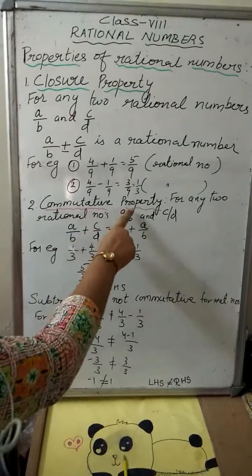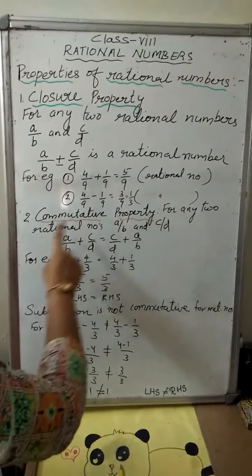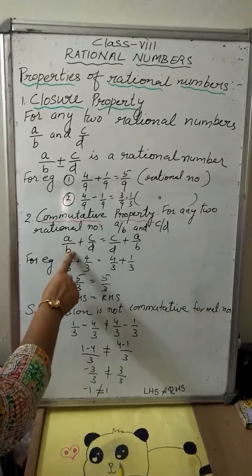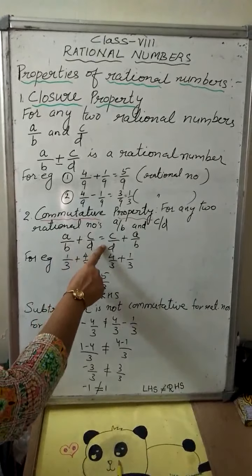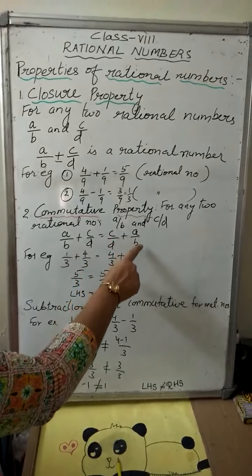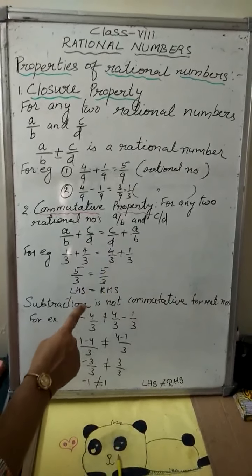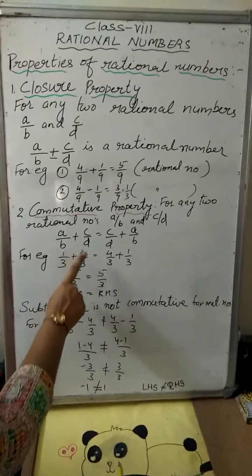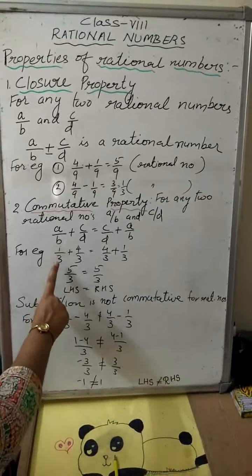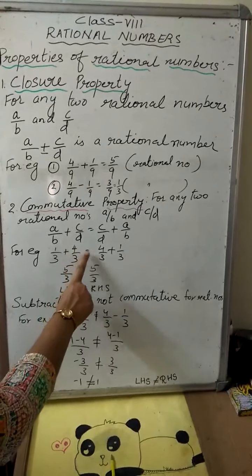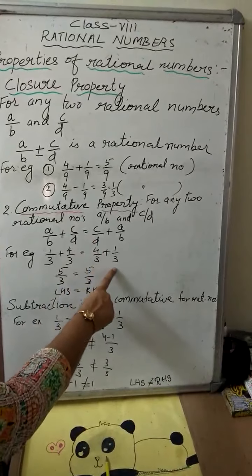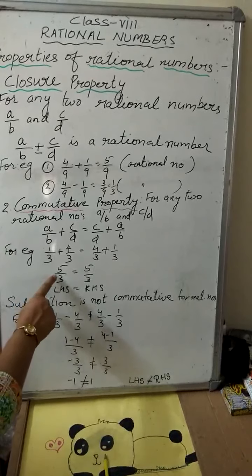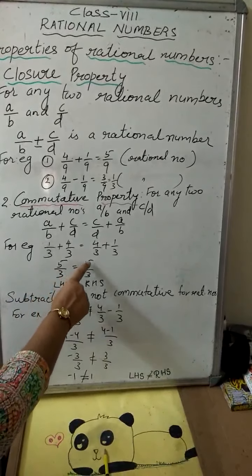Next is commutative property. For any two rational numbers a by b and c by d, a by b plus c by d is equal to c by d plus a by b. Now with an example, you see, I have taken two rational numbers, that is 1 by 3 and 4 by 3. So either I add 1 by 3 plus 4 by 3 or 4 by 3 plus 1 by 3, the result will be the same. See how? So the result is 5 by 3 is equal to 5 by 3.